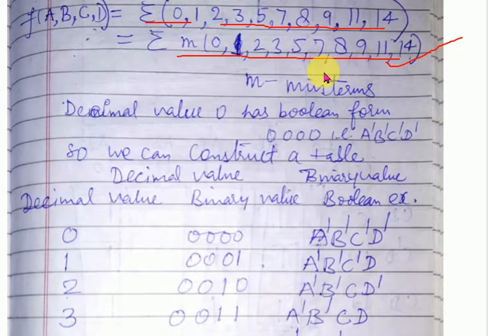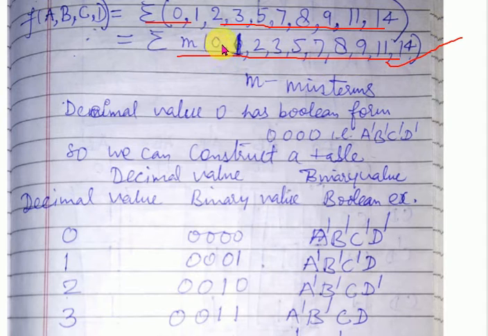So first of all we will identify here the largest element is 14. So to represent the largest element 14 we need a string of 4 binary numbers. So we will represent all the decimal numbers into binary numbers.